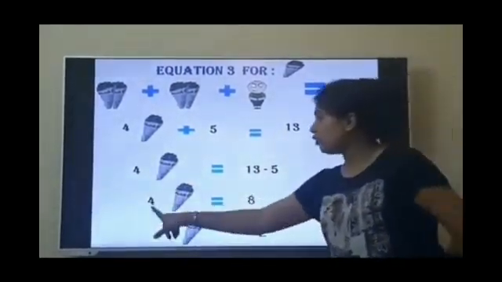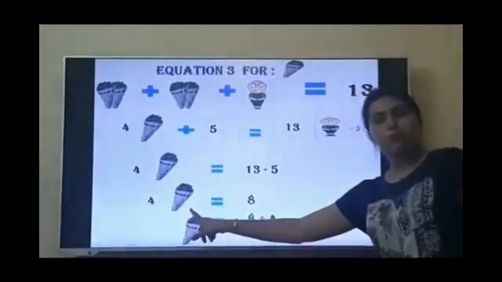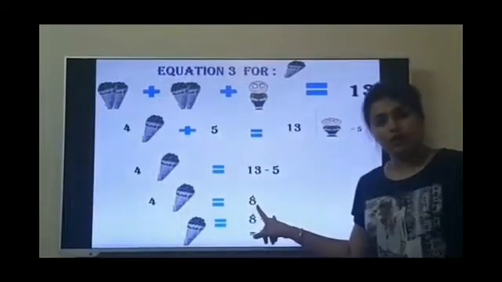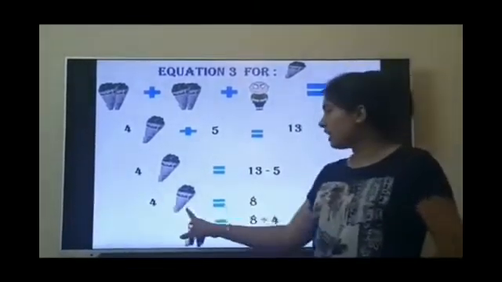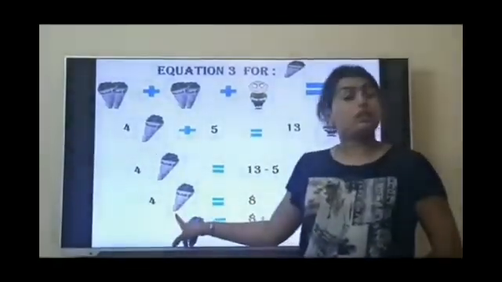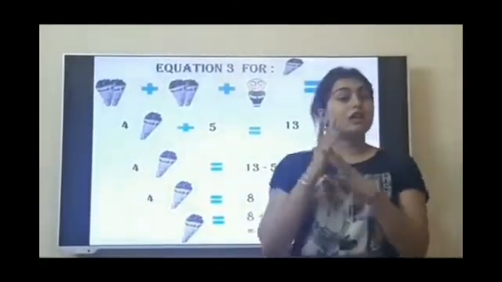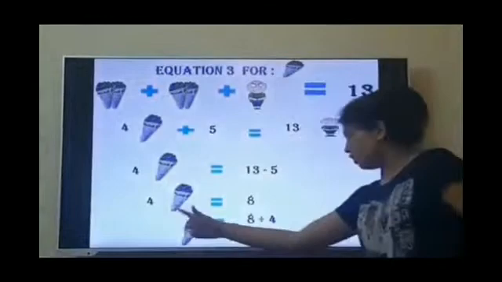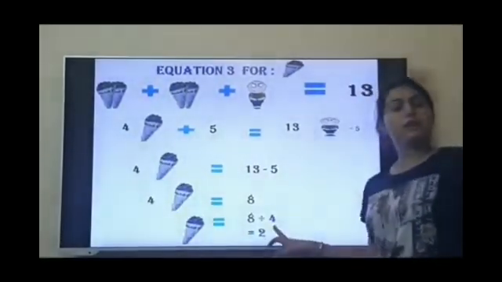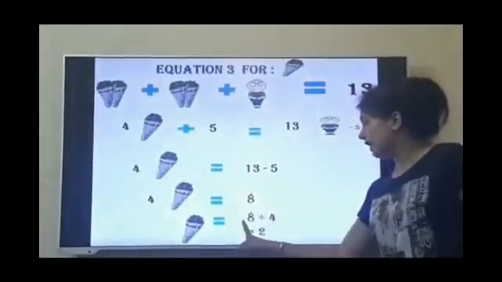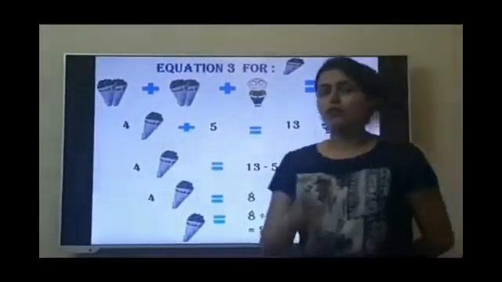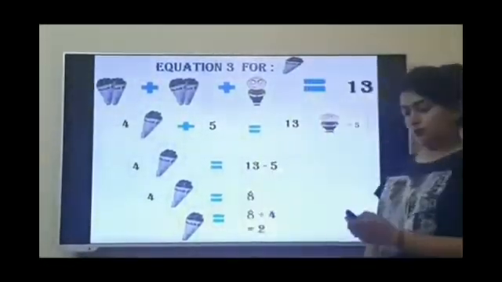Okay, students. Now, copy down the same. 4 popcorn cone is equal to 13 minus 5, which is 8. And now, here, what is the sign between these two? There is no sign, so there is a sign of multiplication. And when I transfer this 4 to the other side, it will be in division. So, 8 divided by 4, the answer is 2. So, the value of 1 popcorn cone is 2.